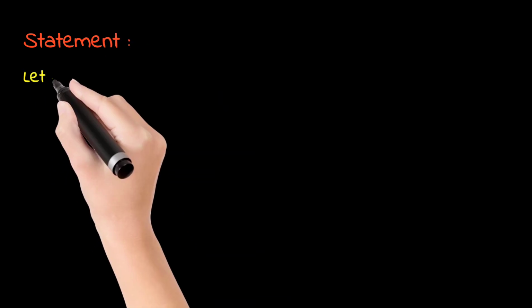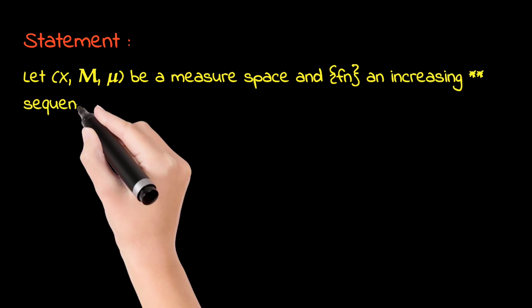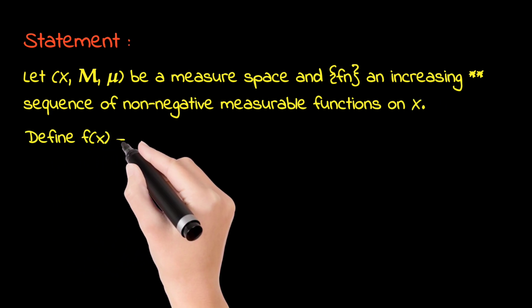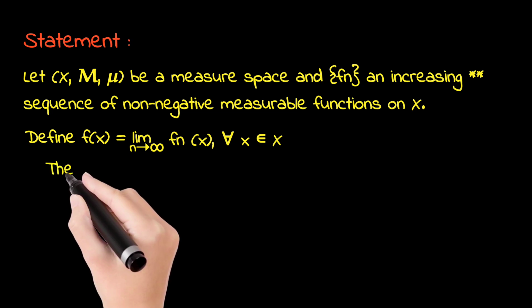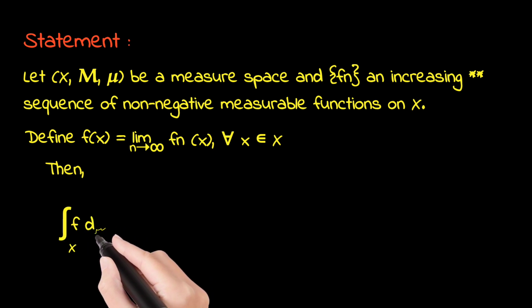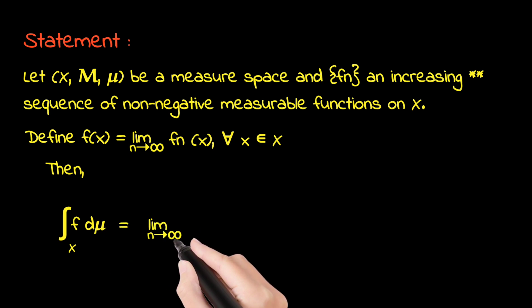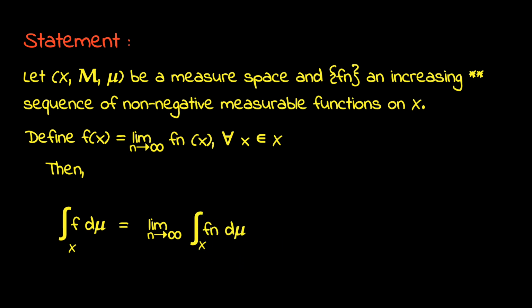Let (X, M, mu) be a measure space and (f_n) be a sequence of non-negative measurable functions on X such that f_n converges pointwise to the limiting function f on X. Then the integral of the limiting function f over X with respect to mu is exactly equal to the limit of the sequence of integrals, the integral of f_n over X with respect to mu. Now that's a lot to catch up to. So let's back up a little bit.